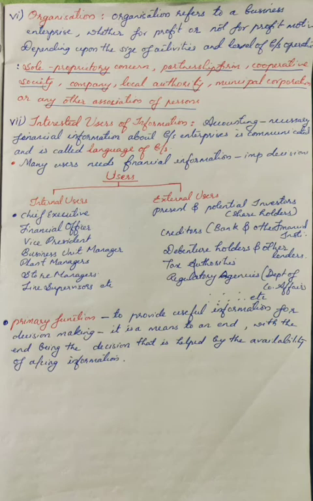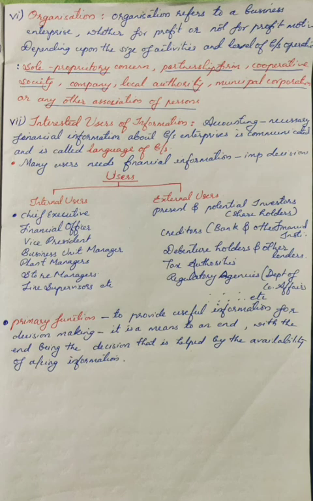So with regard to the internal users, let's see who are included in the internal users. That is chief executive, financial officer, vice president, business unit managers, plant managers, store managers, line supervisors, etc. Whereas external users include present and potential investors, that means shareholders, creditors, including banks and other financial institutions, debenture holders and other lenders. Tax authorities, regulatory agencies including Department of Company Affairs, Registrars of Companies, Securities Exchange Board of India, Labour Union, Trade Association, Stock Exchange and customers, etc.